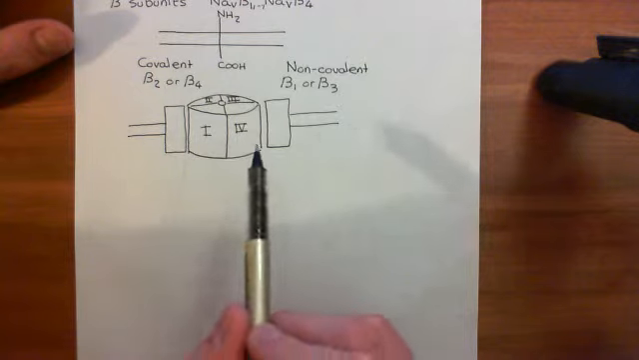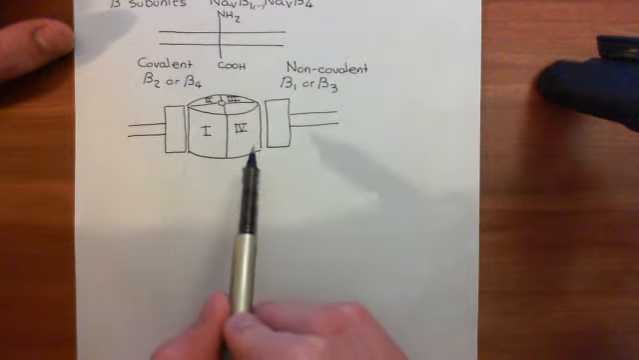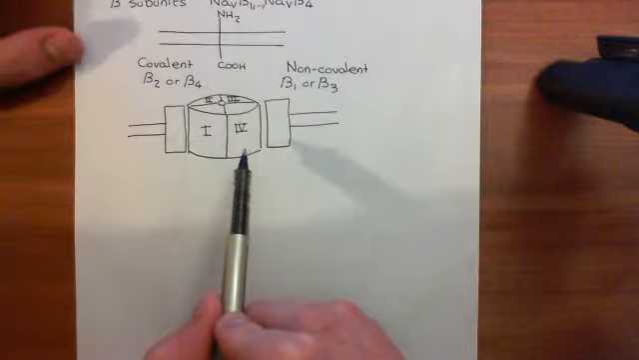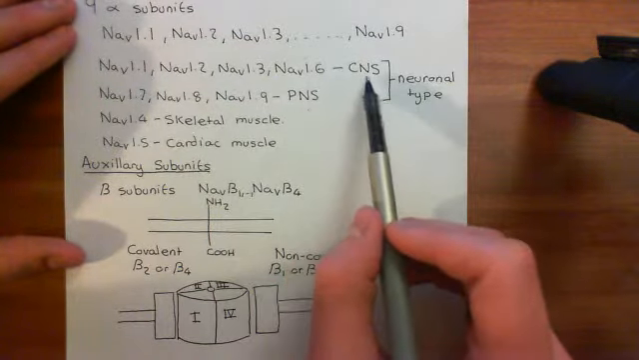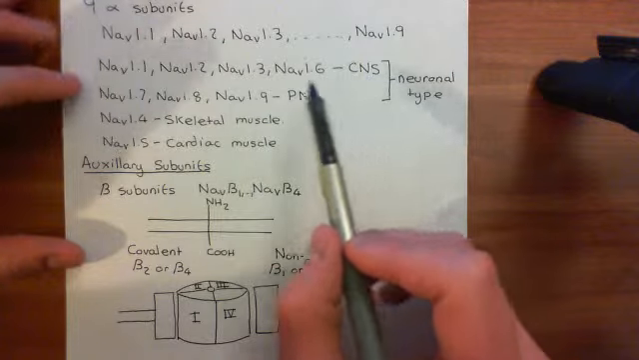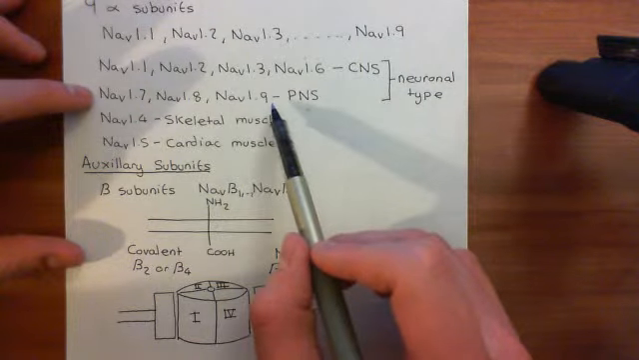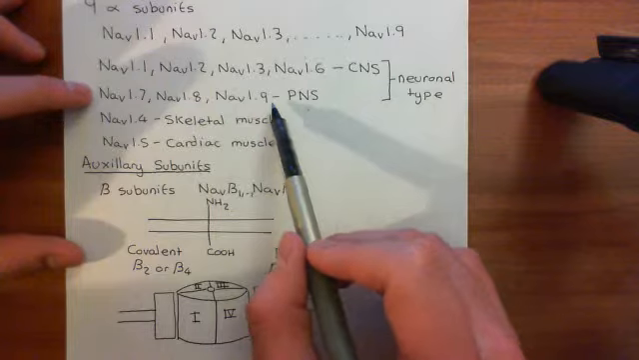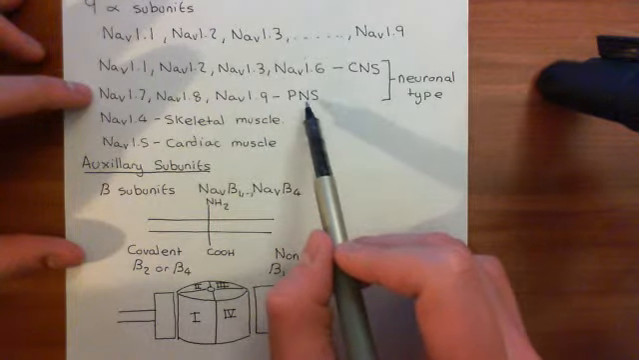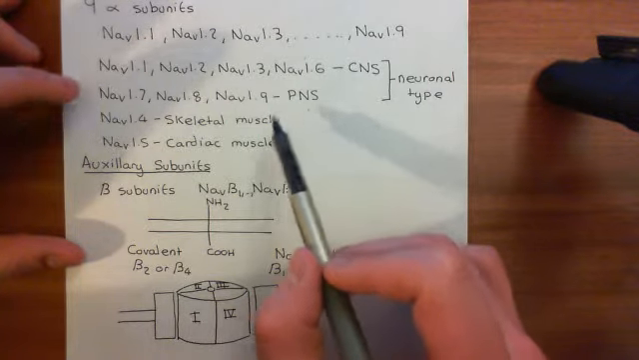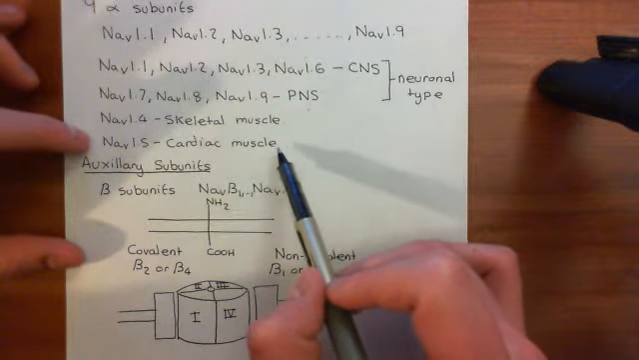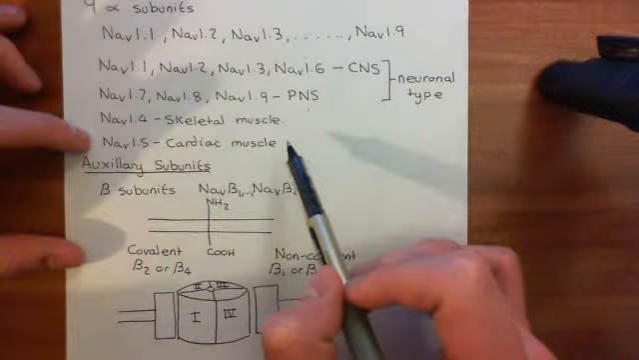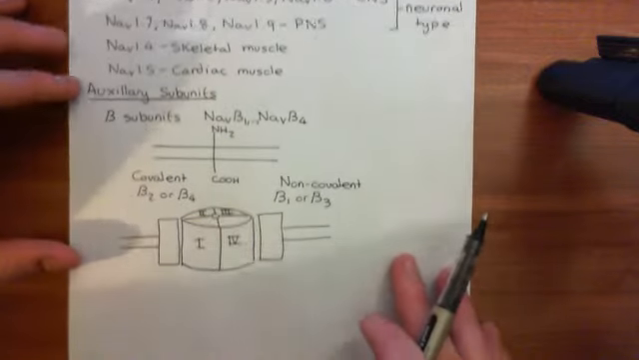We've discussed that NAV 1.1, NAV 1.2, NAV 1.3 and also NAV 1.6 are found within central nervous system neurons, whilst NAV 1.7, NAV 1.8 and NAV 1.9 are found in peripheral nervous system neurons. NAV 1.4 then is found in skeletal muscle cells, and NAV 1.5 is the main form found within cardiomyocytes.